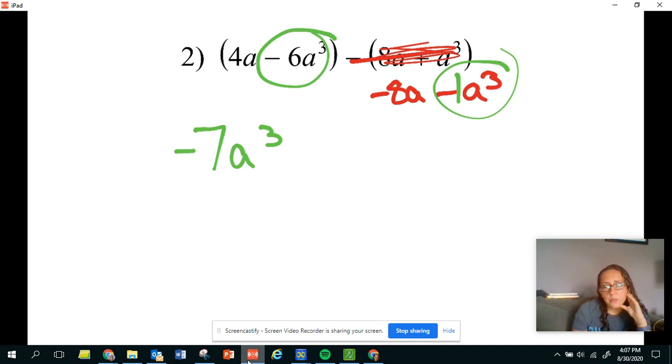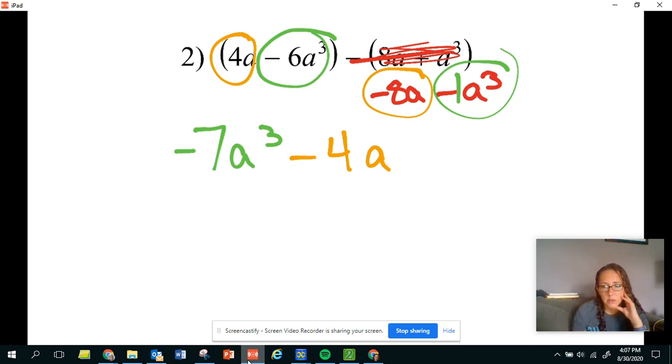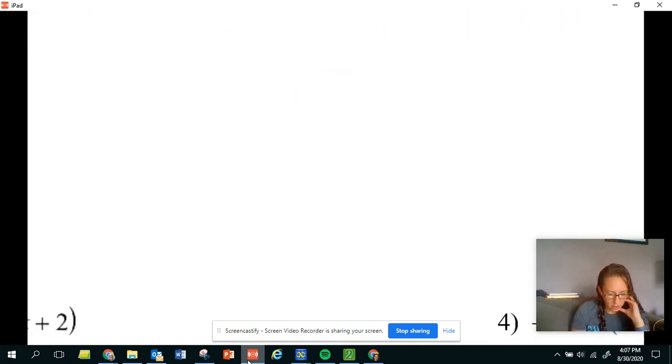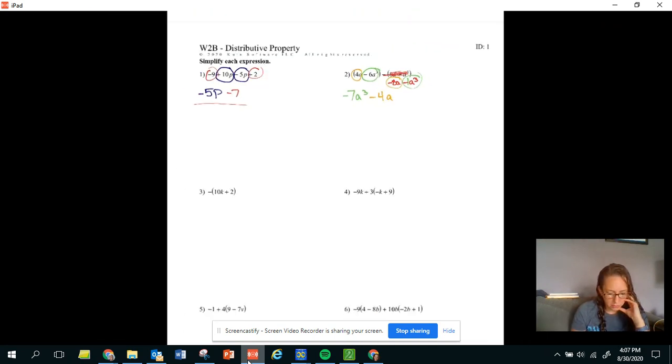Then I have just a regular a. Got 2 of those, so I'm going to add those together, and 4 and -8 give me -4a. I'm not changing the variables, I'm not changing the exponents, I'm just adding the coefficients. So that's what we did the first half of the week. This week, we're going to look at the distributive property.